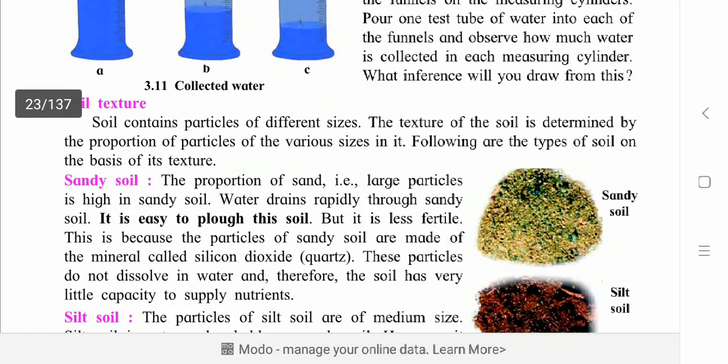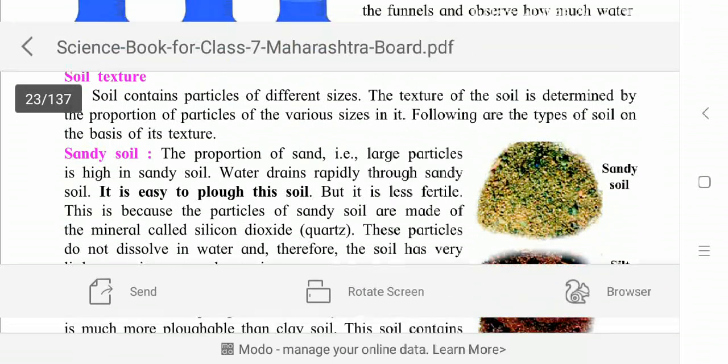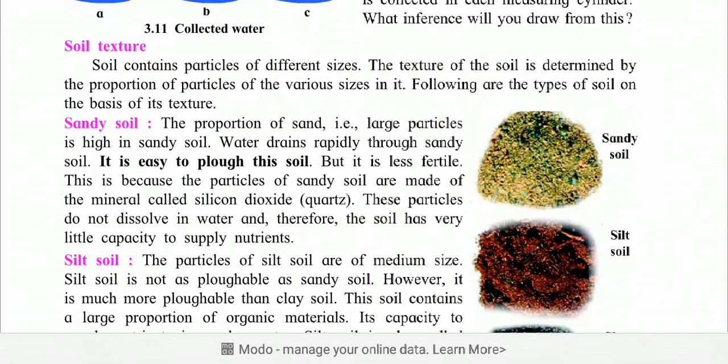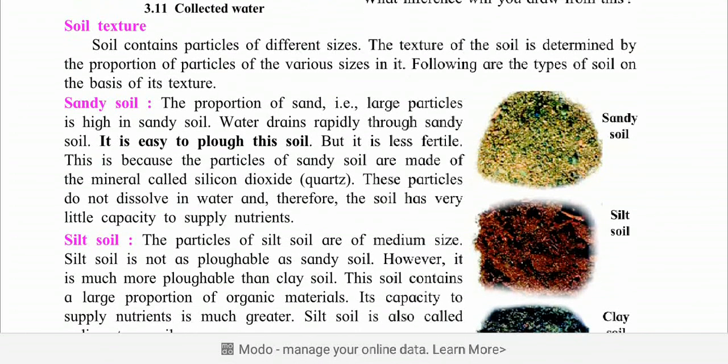Now today, students, let us learn more about soil properties. Here a paragraph is given about soil texture. Let us learn about the various textures of soil. Soil contains particles of different sizes. The texture of the soil is determined by the proportion of particles of the various sizes in it. So, following are the types of soil on the basis of its texture.